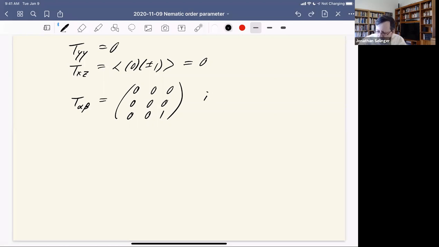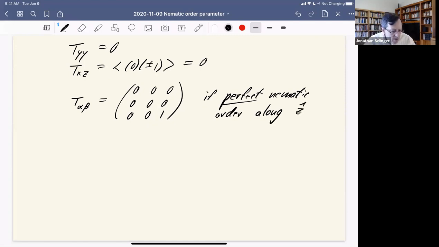In the case of perfect nematic order along Z. Okay, well, so this is good news, right? We're making progress. We are making progress because this tensor is different depending on which phase we're in.